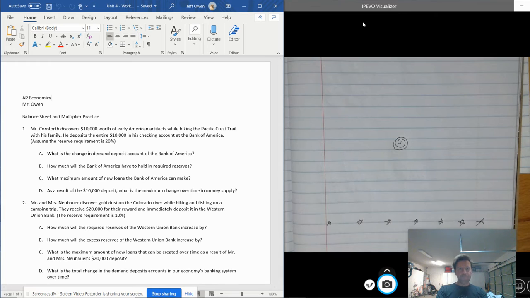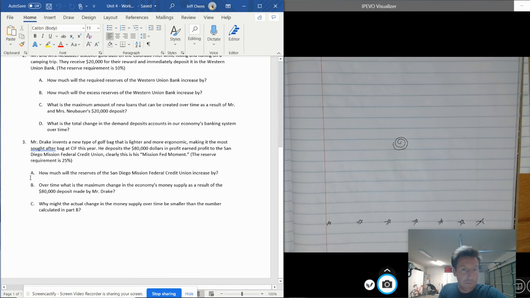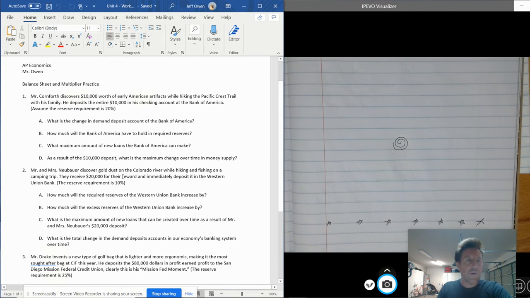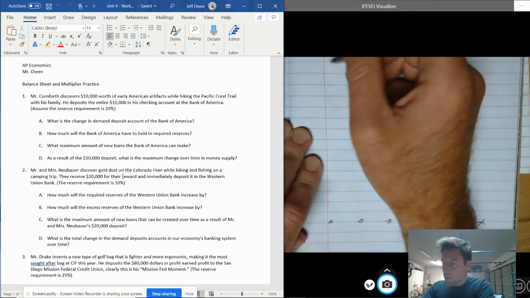Okay, so we had 3 problems. Let me double check. 1, 2, 3. Okay, so it's 3. Bank balance sheets and multiplier practice. This one I thought was really important because it helps us to distinguish between the change in the demand deposits and the new loans or new money that a bank can make. So let's get this going.